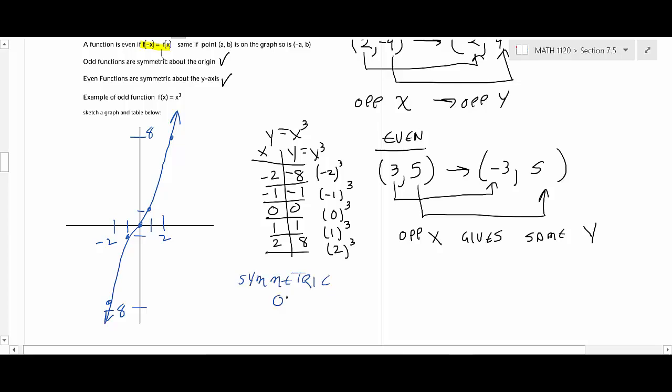Okay, now when we start looking at trig functions tonight, we're going to look at the sine and cosine. Sine ends up being odd, cosine ends up being even. So that is what we call symmetric about the origin. Okay, all right, any questions?